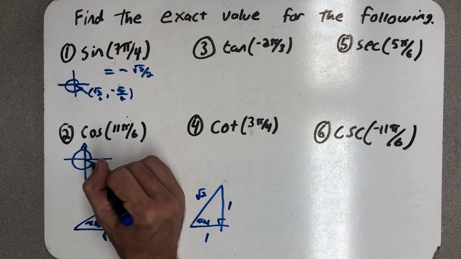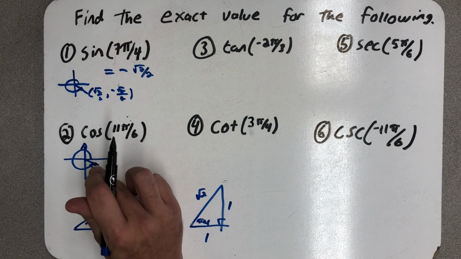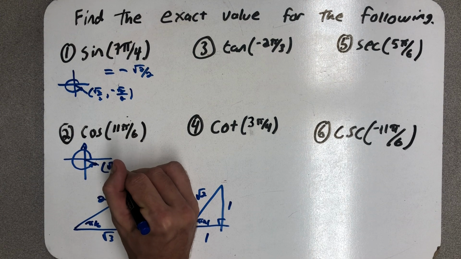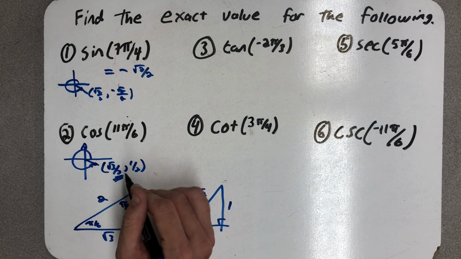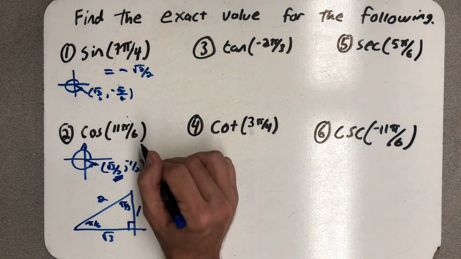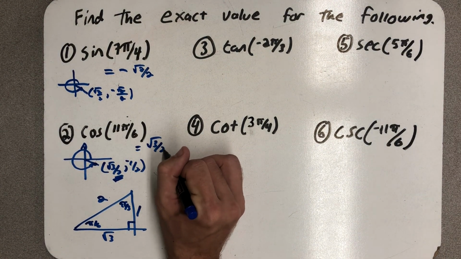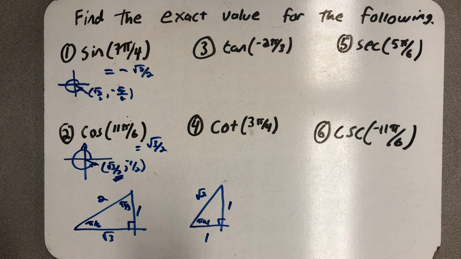But since I want to think about my unit circle in this video, I'm going to think that this is the ordered pair, root 3 over 2, comma, minus 1/2, and cosine is my x-coordinate. And of course, in quadrant number 4, cosine's positive.